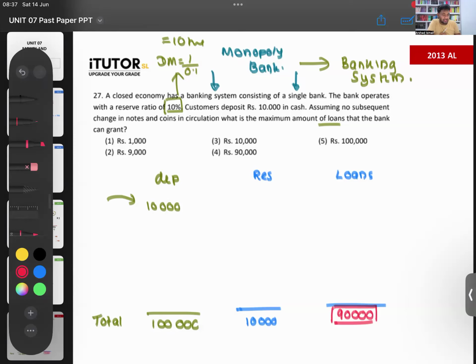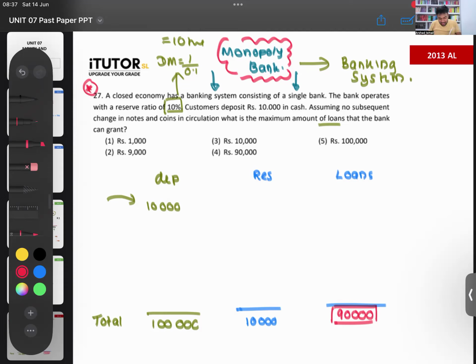Remember that it's a bit of a tricky question. So the learning point for you all is, if the question says there is a banking system, but the banking system has only one bank, that means it's a monopoly bank. Monopolies we learn, there is only one player. So if you get a question of a monopoly bank, remember, you have to approach that question not as a single bank, but as a normal banking system question. That means the deposit multiplier and all of it applies.